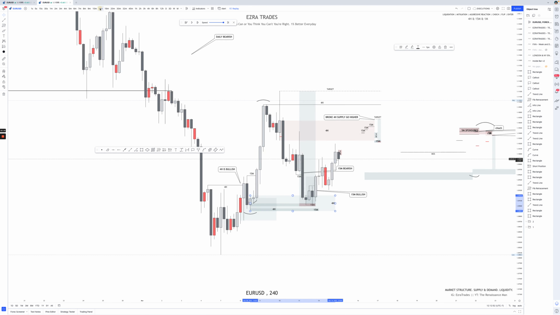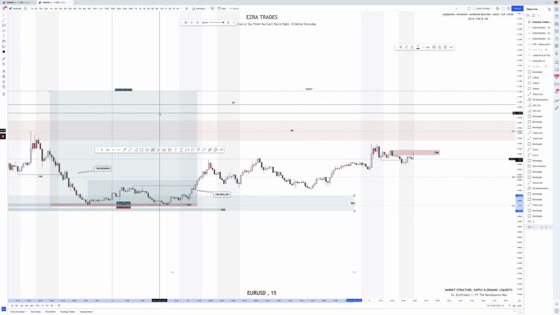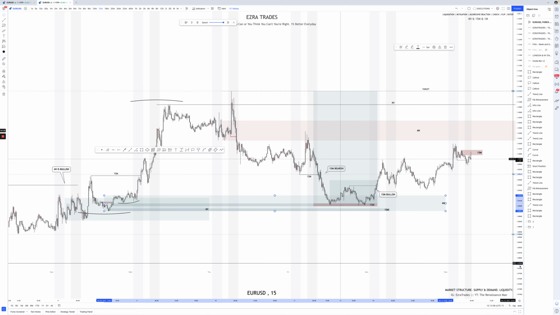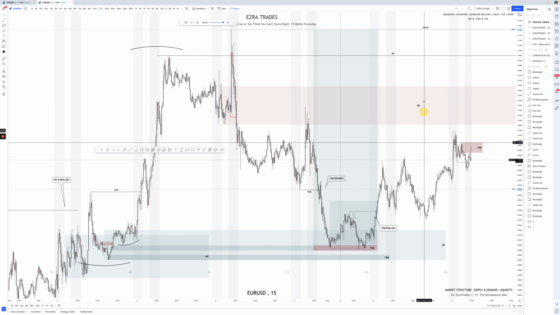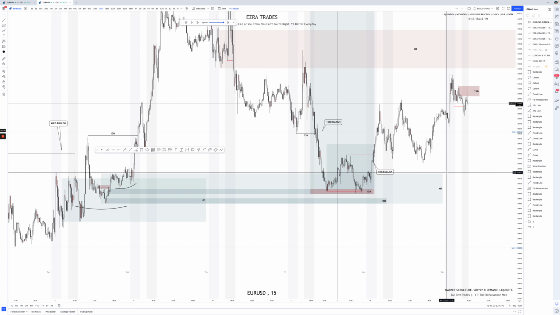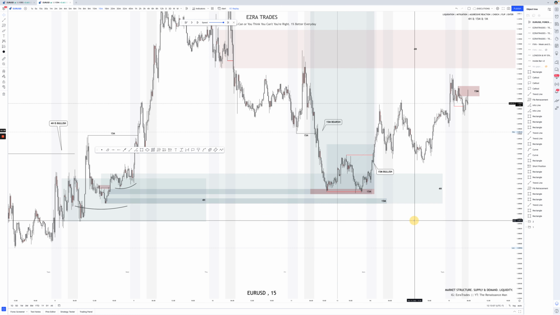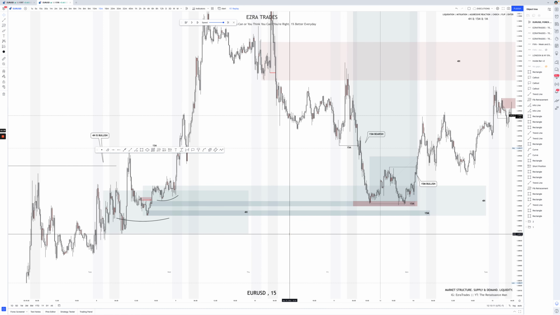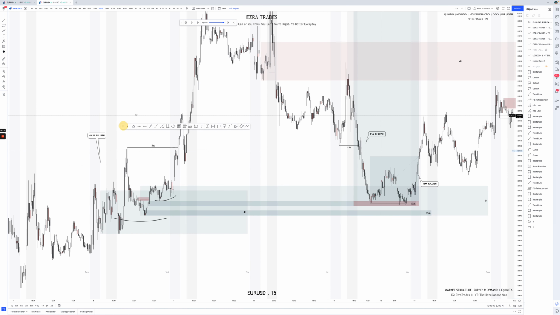And I tend to like to refine my 4-hour POIs to the 15-minute because we can get a much cleaner trade off of a 15-minute POI. How large is this section, right? I mean, this would be a 20, 30, that's almost like 30 pips. That's pretty large. And so, in the 15-minute, I can narrow it down. I have a couple zones that I could focus more on. I see here that we have some inducement. Neither of these areas tapped this POI here.